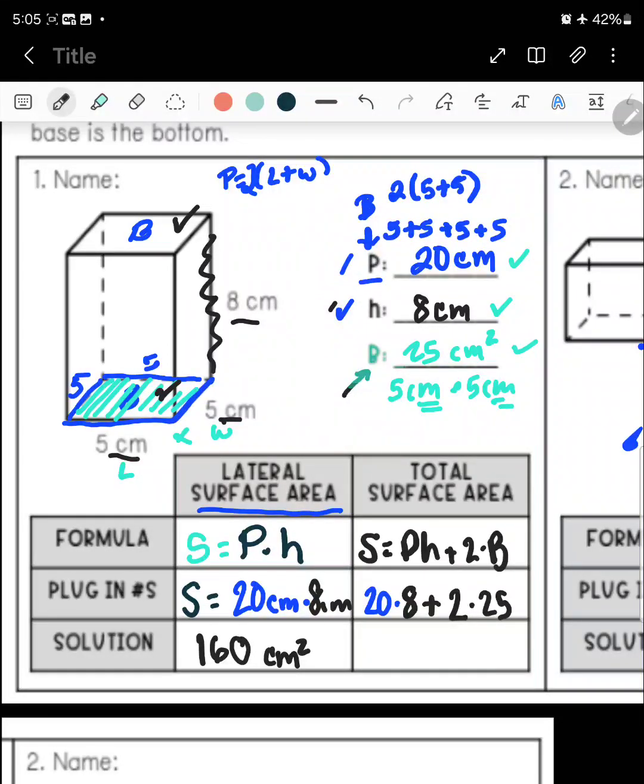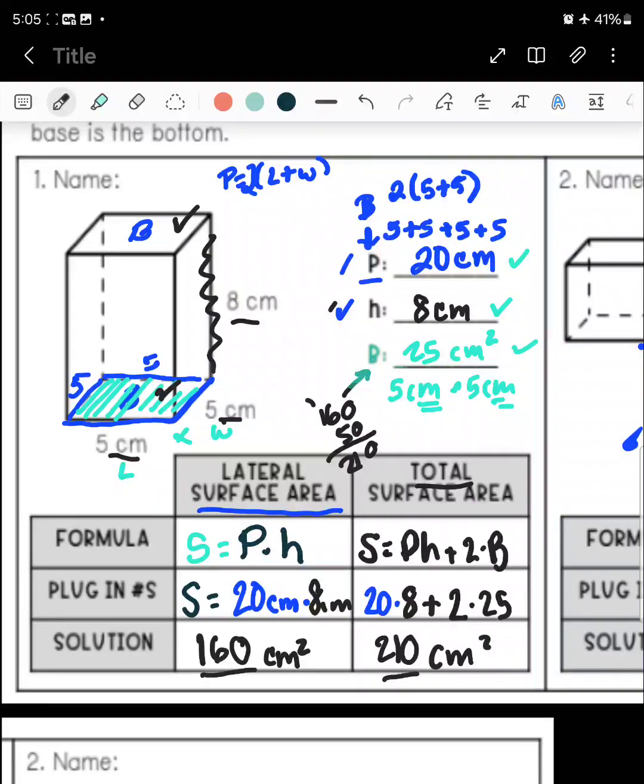All right. So you just put that in your calculator. 20 times 8 plus 2 times 25. And what do you get? I know that 20 times 8 was 160. And then 2 times 25 is 50. 160 plus 50 is 210 centimeters squared. And just make sure that your total should be bigger than the lateral, because now you're including your two bases.